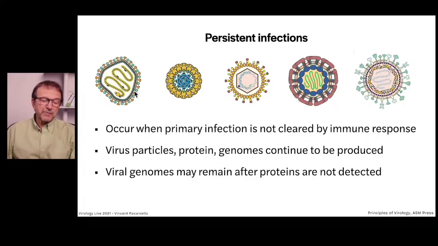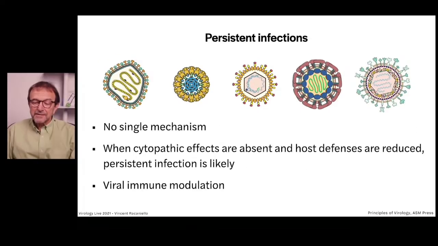And paramyxoviruses, polyoma viruses, Hepatitis B virus, Hepatitis C virus, and herpes viruses are the icons. There's no single mechanism for persistence, although, say, herpes simplex 1 and 2 have a common mechanism, but they differ from other herpes viruses like cytomegalovirus.